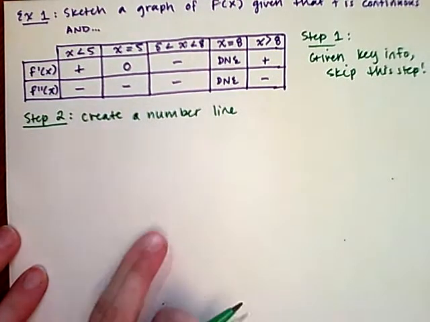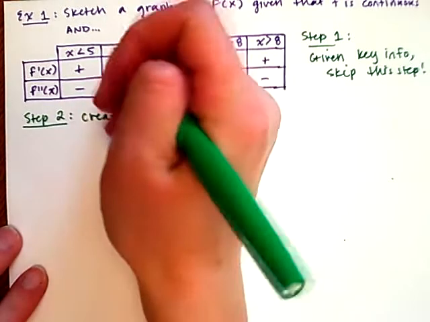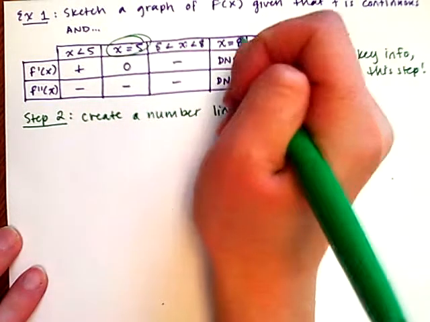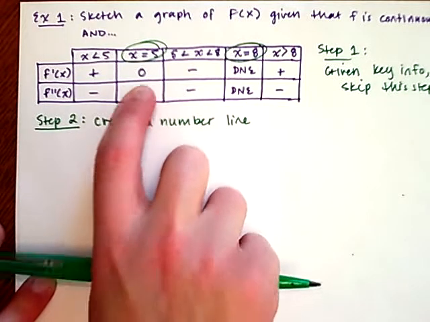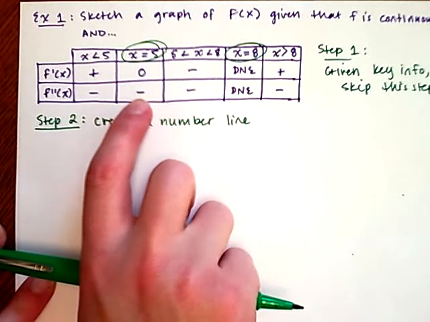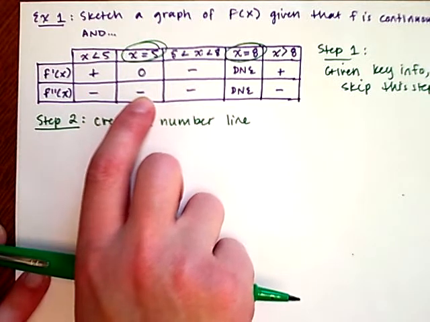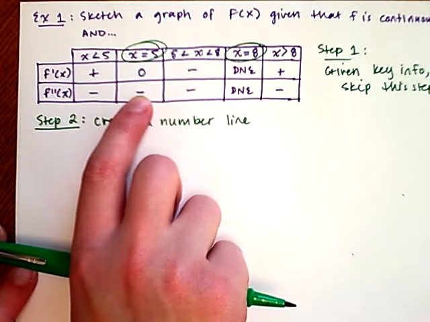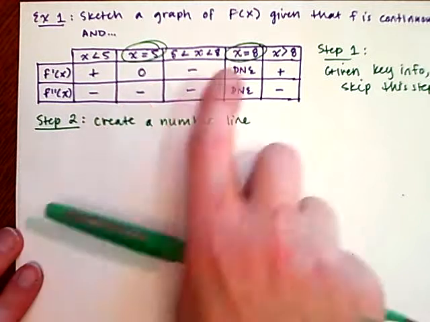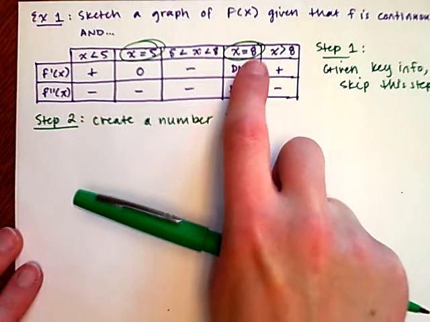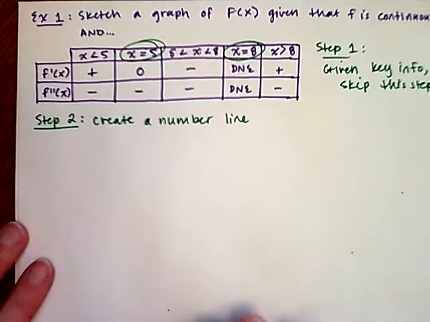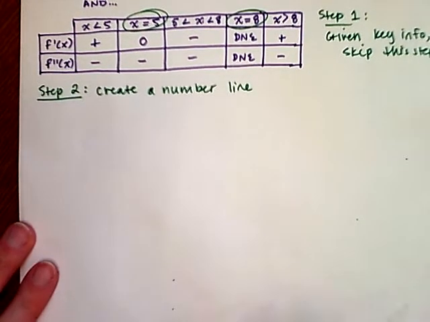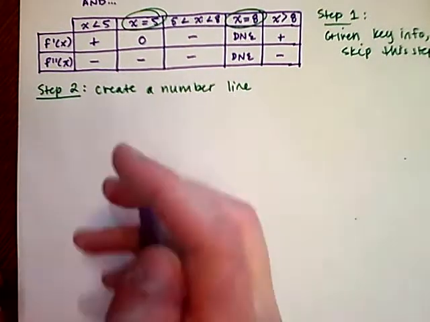And I see there are 2 critical points on here at 5 and 8. One thing I noticed is 5 is actually only a critical point for f prime, not f double prime. F double prime isn't 0 or does not exist there, but I'm still going to put it all together into one chart. At 8, however, both the first and the second derivative don't exist, so that is a critical point for both derivatives. But let's see what happens when we create this number line.